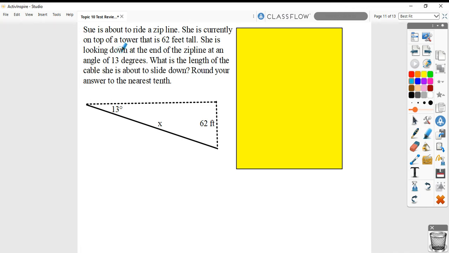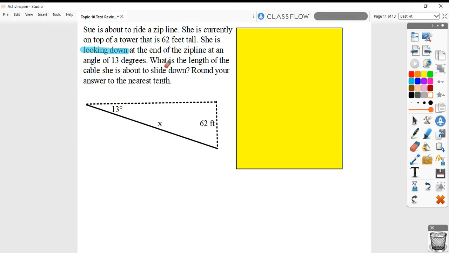Our key phrase right here is that she's looking down. A bunch of people tried to set up this problem where she was looking down and we had this angle as 13 degrees. Y'all, this angle is not it. That right there is incorrect. This triangle, the way it's already set up right here, that's what it's supposed to be.